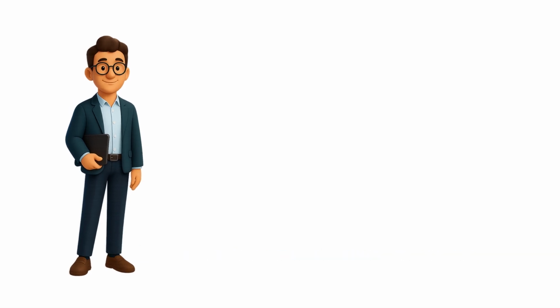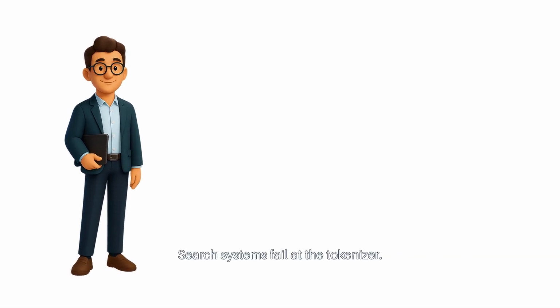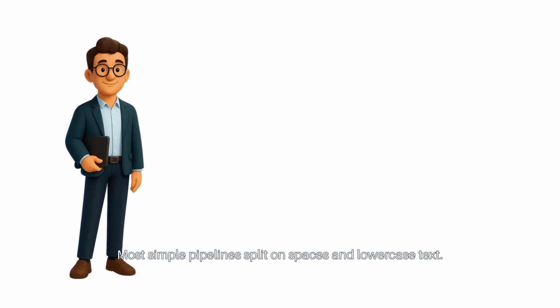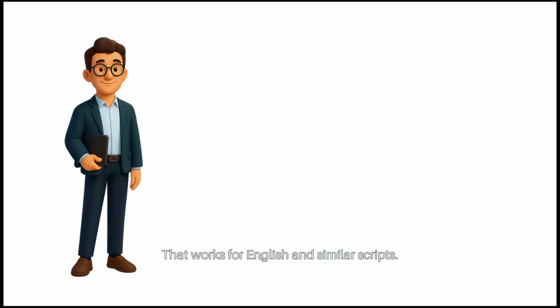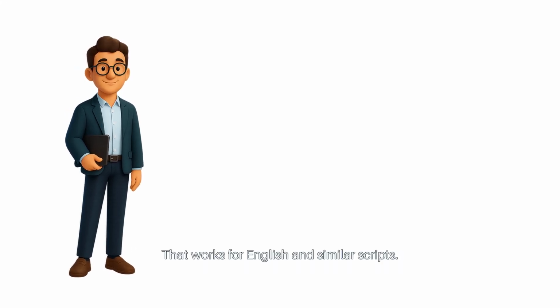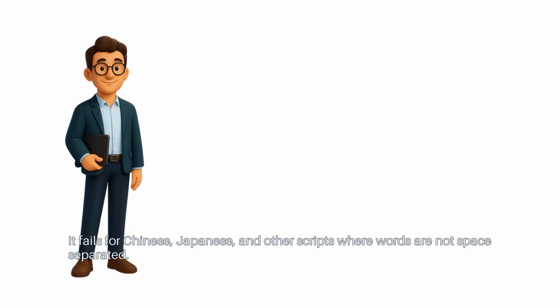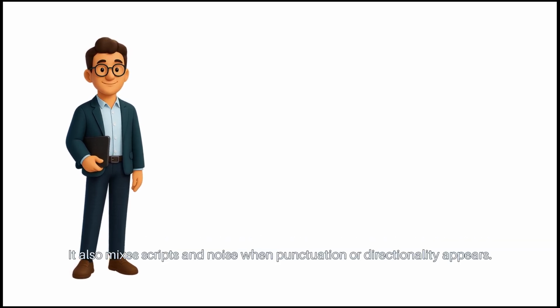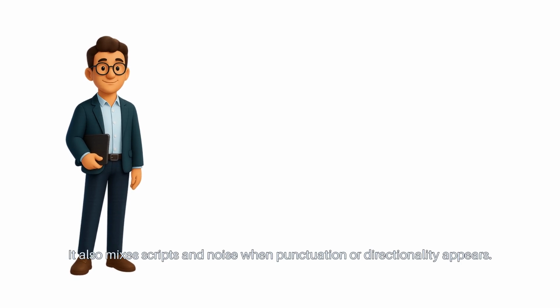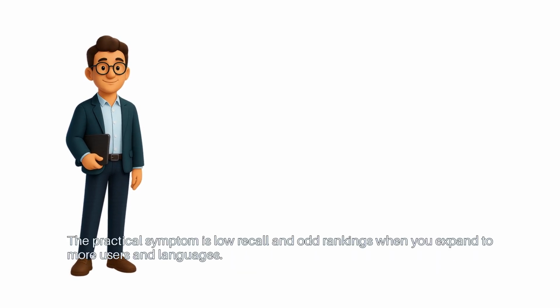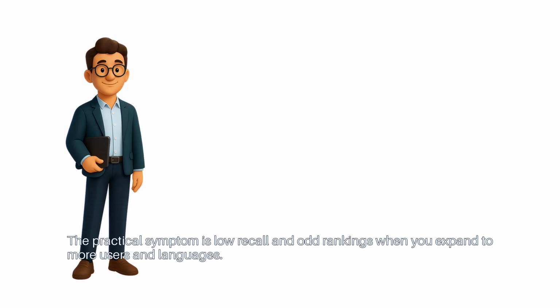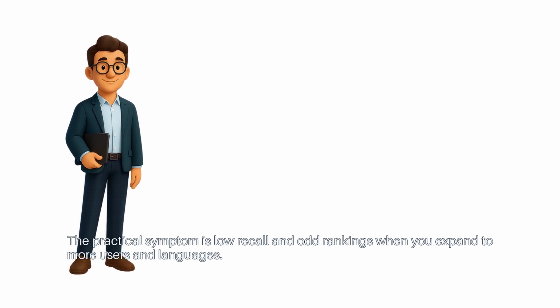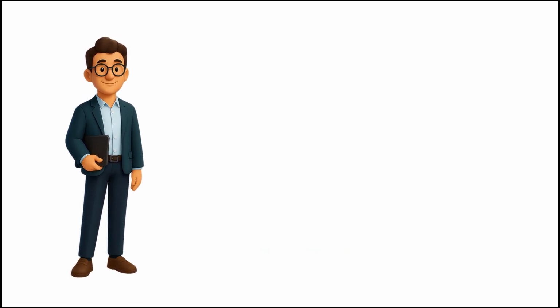Search systems fail at the tokenizer. Most simple pipelines split on spaces and lowercase text. That works for English and similar scripts. It fails for Chinese, Japanese, and other scripts where words are not space-separated. It also mixes scripts and noise when punctuation or directionality appears. The practical symptom is low recall and odd rankings when you expand to more users and languages.